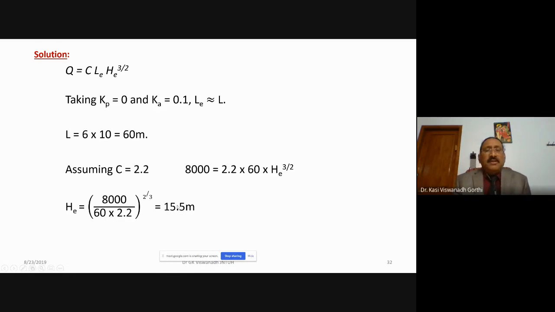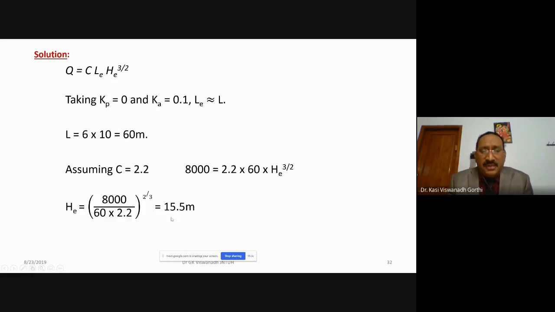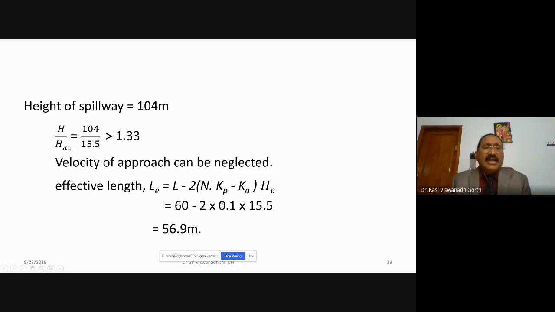15.5 meters. But what is the assumption that has been made here? We made an approximation that the effective length of the crest is equal to the actual length of the crest. This is the approximation that you have done. So what do you need to do? You have to go for correcting it. So if you take He to be equal to 15.5 meters, the design head HD directly, then what will happen? H by HD, 104 divided by 15.5, is greater than 1.33. So you may neglect the velocity of approach.